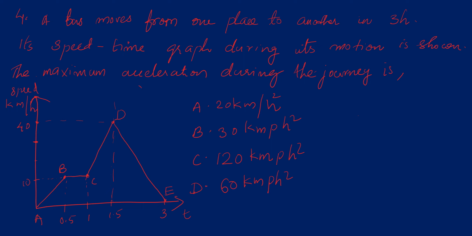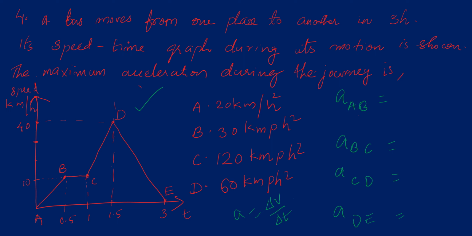A bus moves from one place to another in 3 hours. Its speed time graph during its motion is shown. The maximum acceleration during the journey is? The graph is shown here. So we can find out the acceleration in each part: acceleration during AB, BC, CD, and DE. So we know that acceleration means delta V by delta T, change in velocity by change in time.